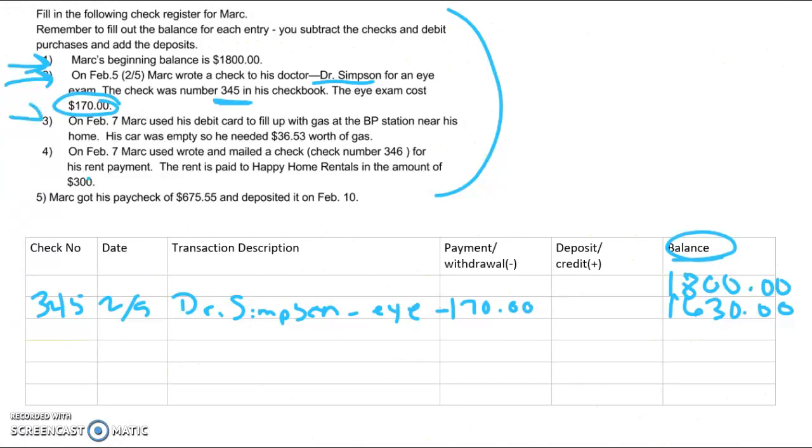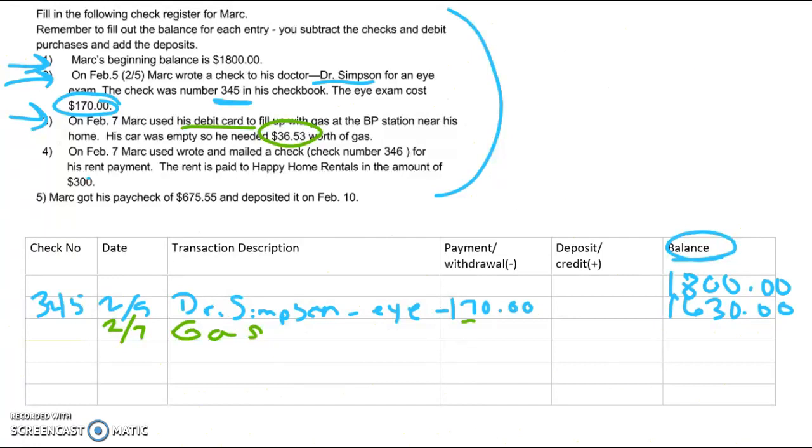So look at number 3. We're going to use a different color. It says on February the 7th, so again we have a date, February 7. He used his debit card, and remember a debit card is like writing a check, only you use it like a credit card, but it comes directly out of your bank account. He used a debit card to fill up with gas at the BP station near his home. His car was empty, so he needed $36.53 worth of gas.